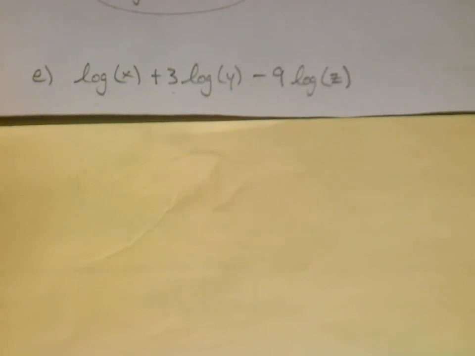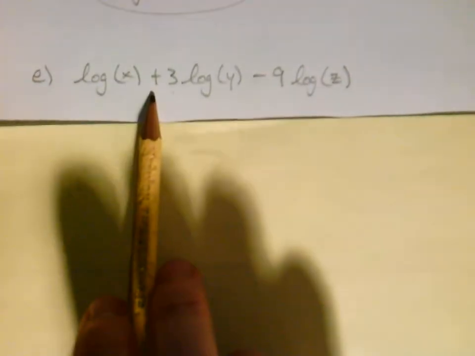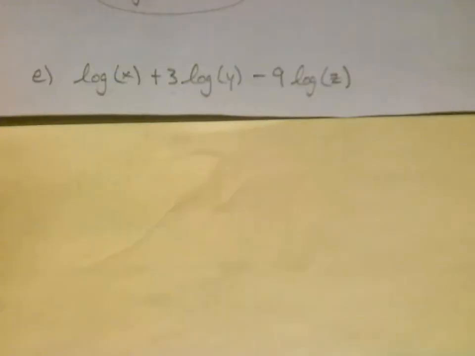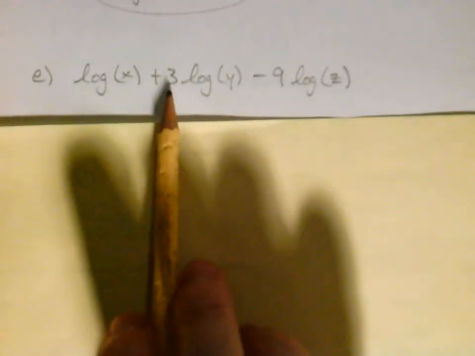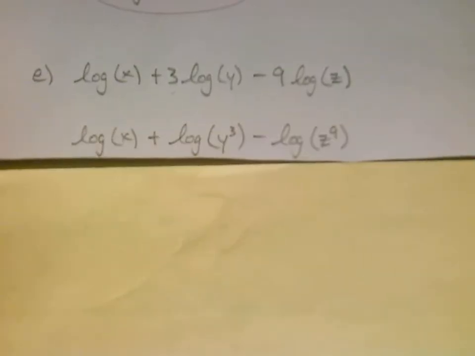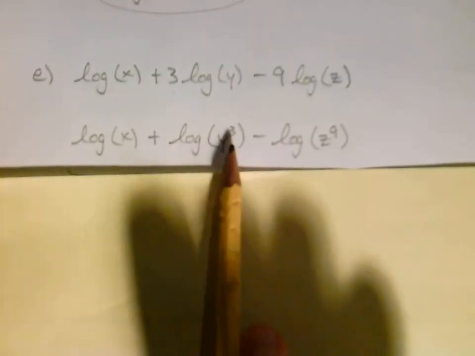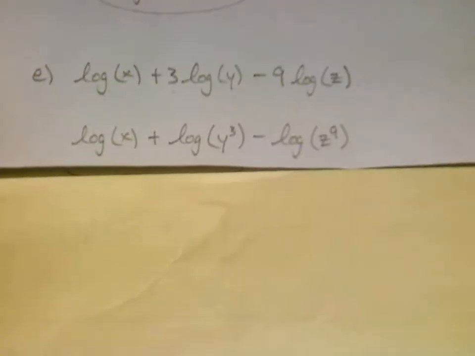Okay, so what should we do first, right? We're adding, we're subtracting, we got these coefficients. The first thing you always do is move those coefficients. We need to do that first. The properties with adding and subtracting never have any numbers in front. Okay, so we're going to put that 3 up in the power of y and that 9 up in the power of z.